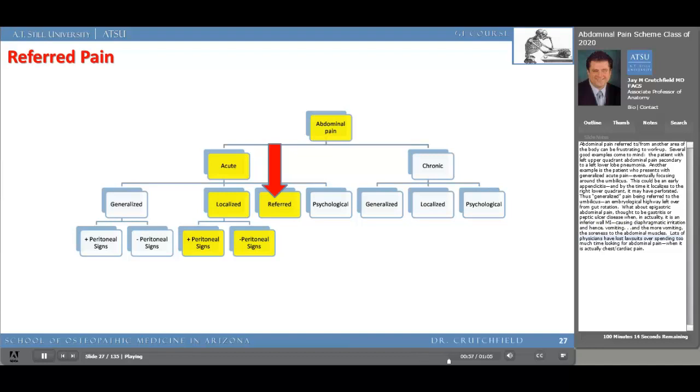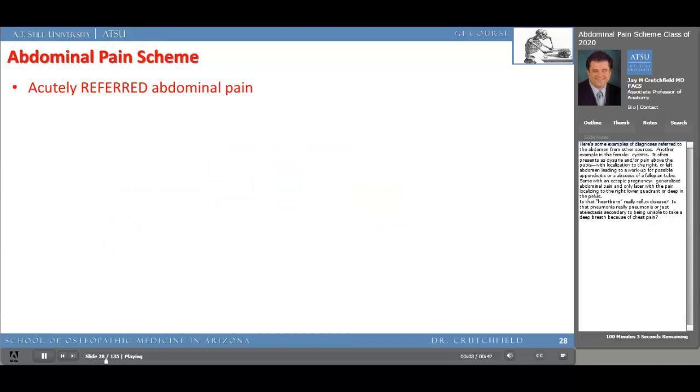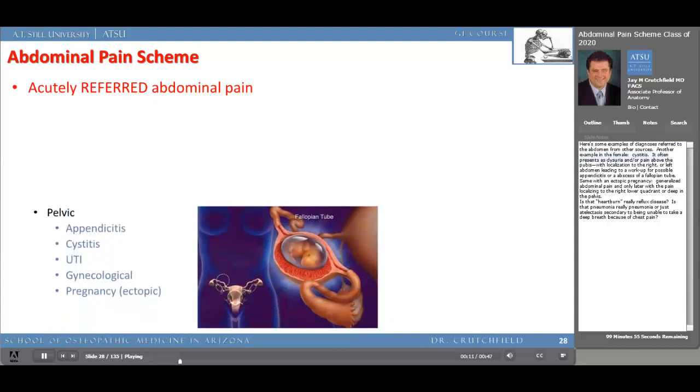Another example in the female is cystitis, inflammation within the bladder from frequent urinary tract infections. It often presents with dysuria and or pain above the pubis with localization to the right or left abdomen, leading to a workup for possible appendicitis or an abscess of a fallopian tube. Same with an ectopic pregnancy: generalized abdominal pain, and only later the pain localizing to the right lower quadrant or deep in the pelvis. Is that heartburn really reflux disease? Is that pneumonia really pneumonia, or just atelectasis secondary to being unable to take a deep breath because of the chest pain?